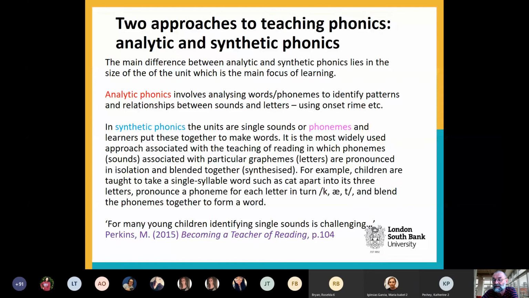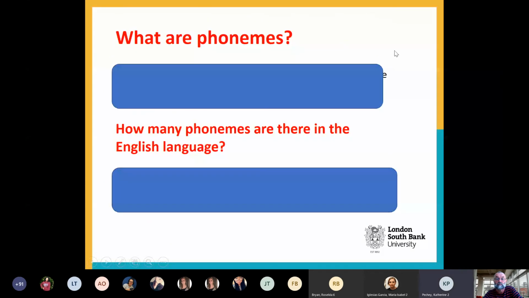T is not sounded "tee", it's sounded "t". C is not sounded "see", it's sounded "k". And we need those sounds in order to enable us to go through this process of blending for the purposes of reading, and later on segmenting for the purposes of writing, or spelling and writing.